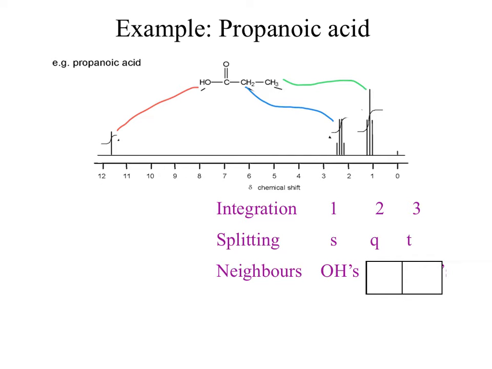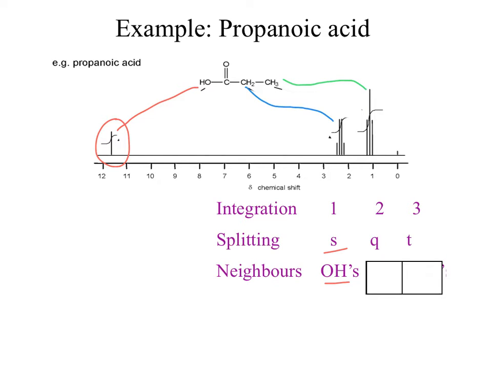Now we want to look at the splitting pattern. So this one is a singlet, you can see. Oh, we've got our singlet there. We'll keep it in red. Now this singlet doesn't have any hydrogens on an adjacent carbon. In fact, it doesn't have an adjacent carbon, so its neighbour is just the O.